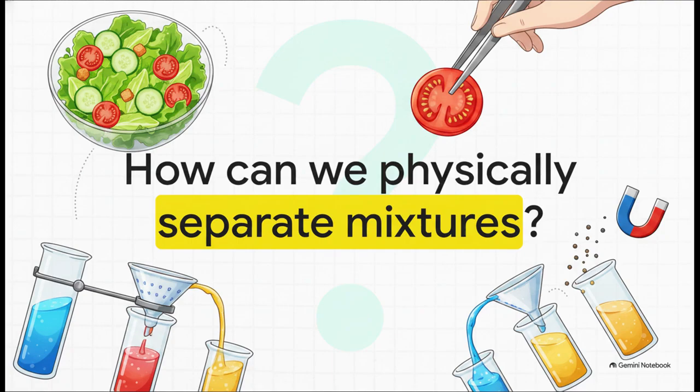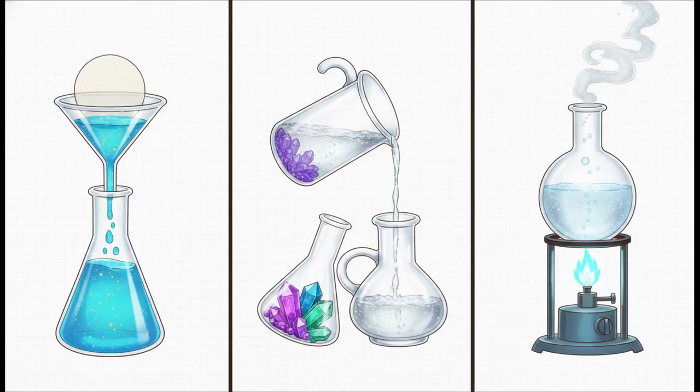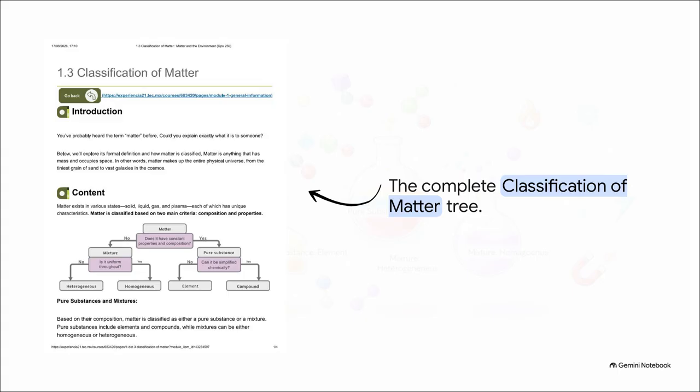Which brings up a really fascinating practical question. If mixtures are just physically combined and their parts keep their individual properties, like those tomatoes and lettuce leaves, how do we actually separate them in chemistry or out in the real world? Well, the great thing is, since they are physically combined, we can separate them using physical methods. We just exploit the differences in their physical properties. We can use filtration, which relies on differences in particle size. We can use decantation, which is simply pouring off a liquid to leave a heavier solid behind. Or evaporation, which takes advantage of different boiling points to turn a liquid into a gas, leaving any dissolved solids behind.